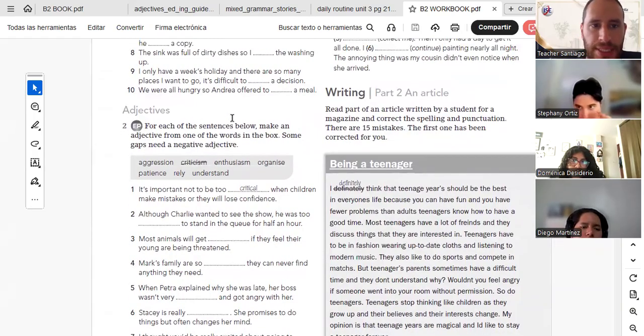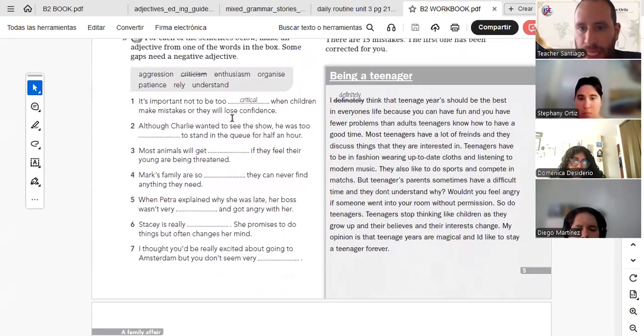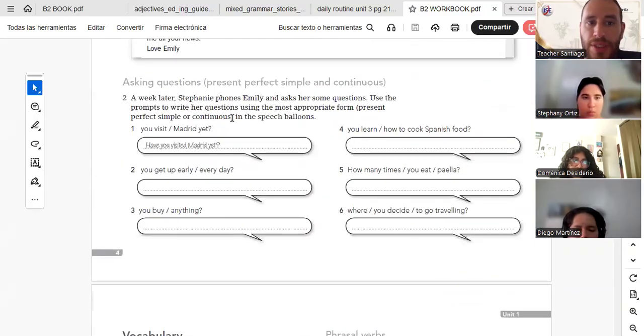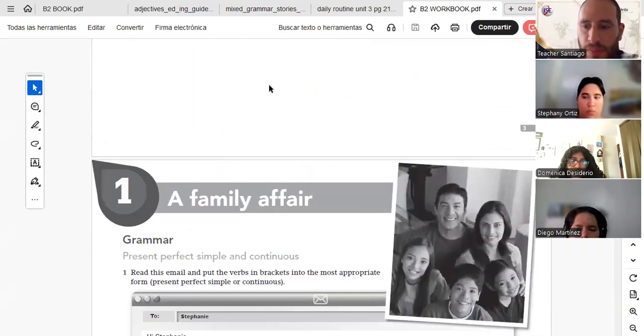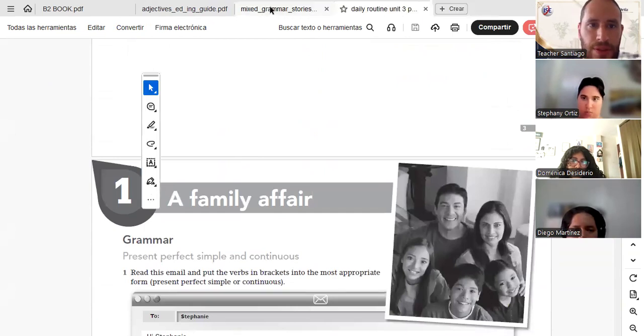Adjectives, this is nominalization, and that's all. If you have any question, let me know, okay? Okay, so let's continue working on the book.